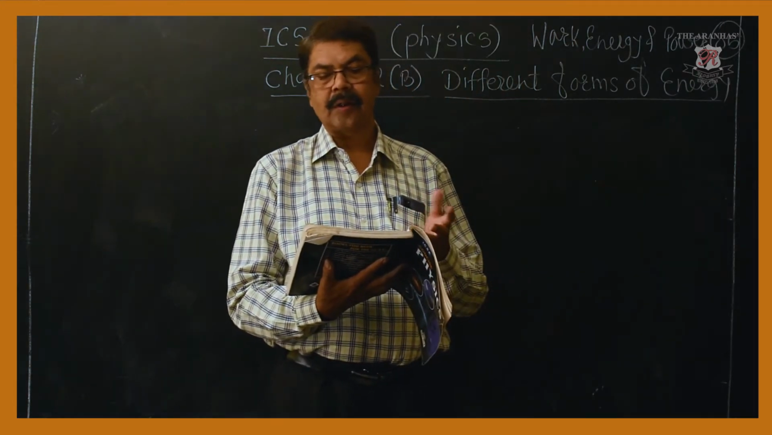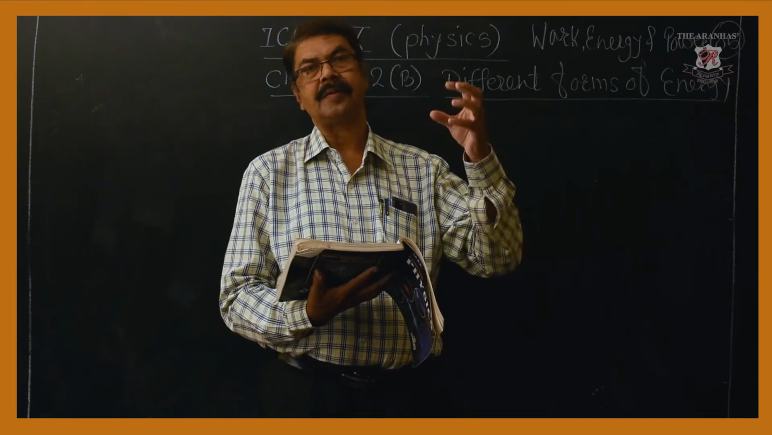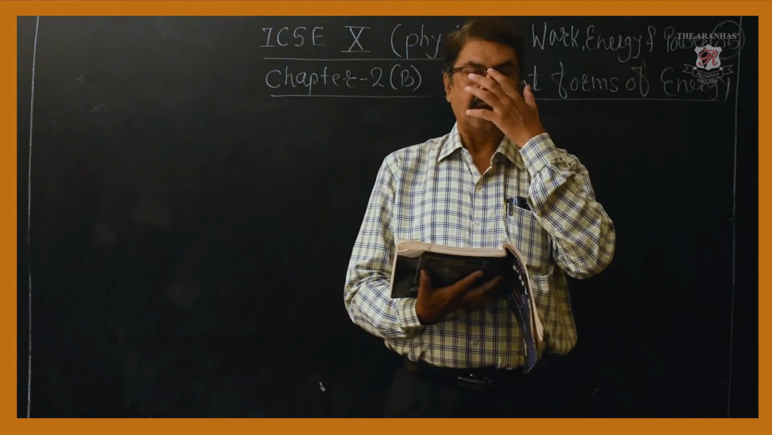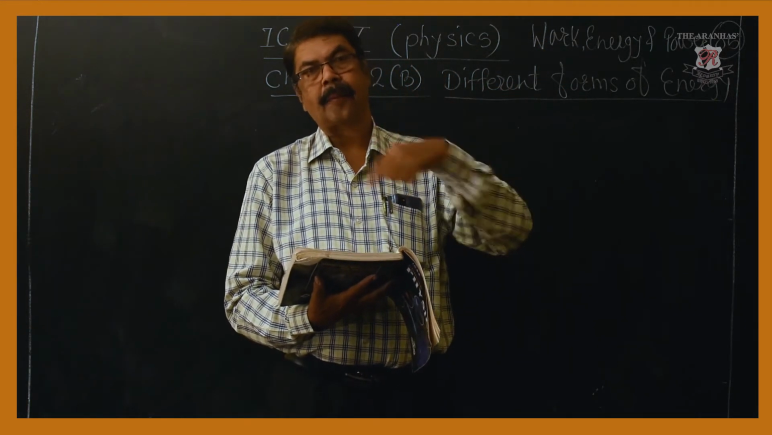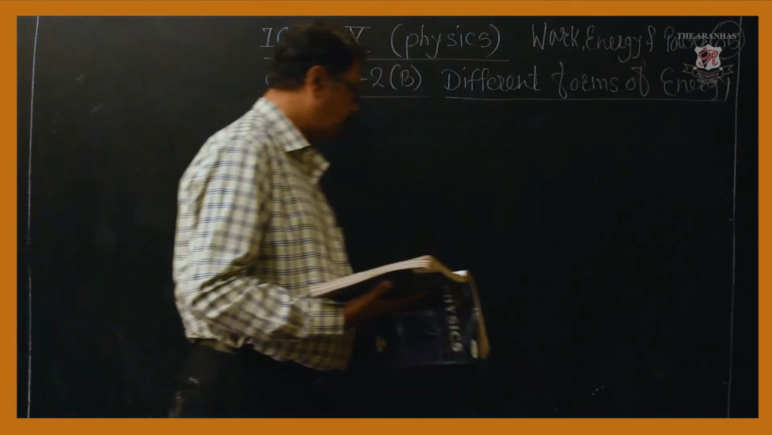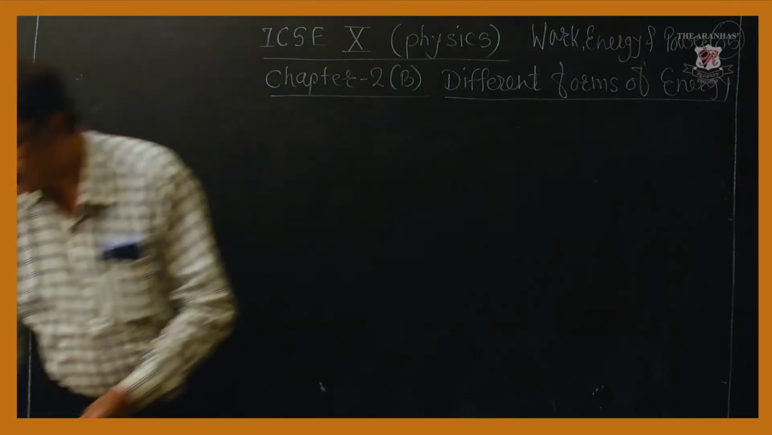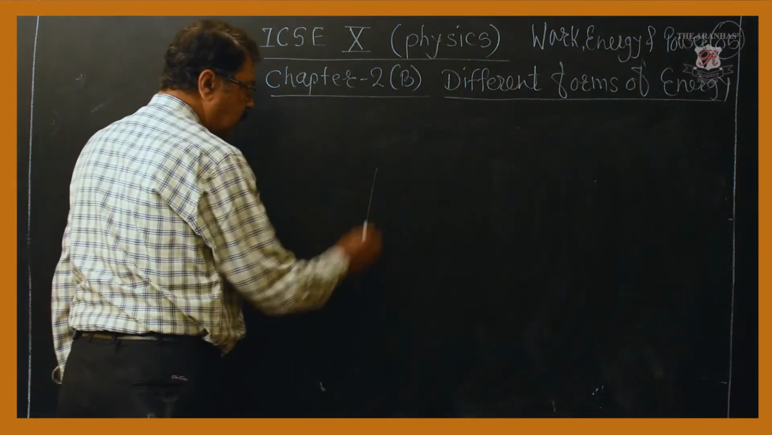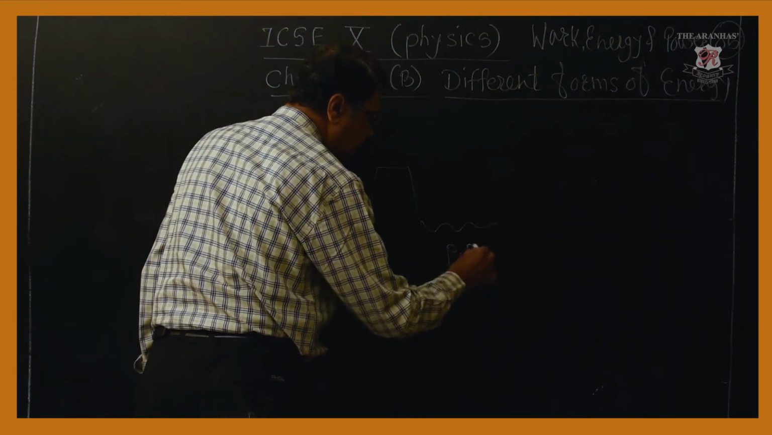The water stored in the reservoir rotates the turbine. It means when the water is released, it flows through a pipe with high velocity. It is allowed to fall on the turbine. The turbine rotates. What is the initial energy, as I told you? When water is stored, it has potential energy. See, observe, here water is stored. So it is potential energy.